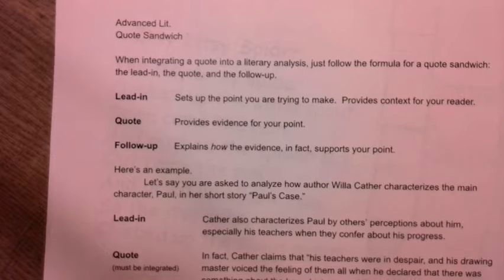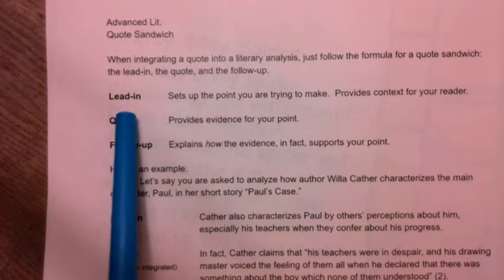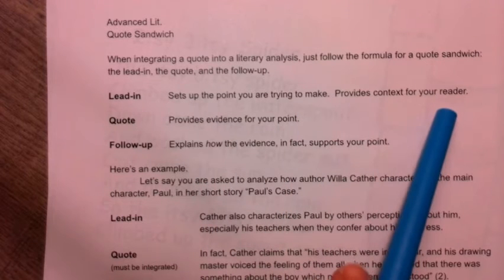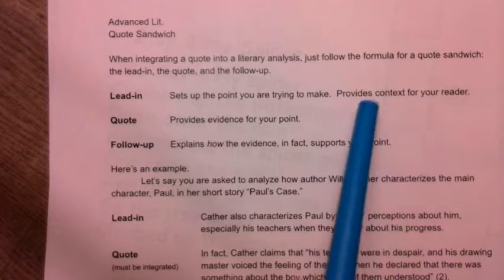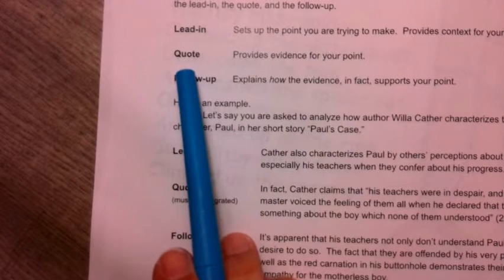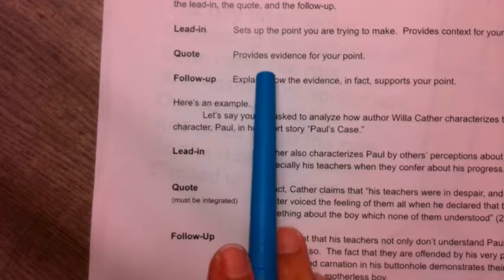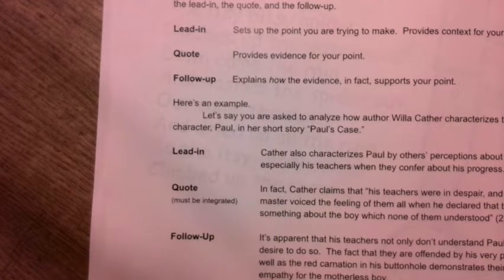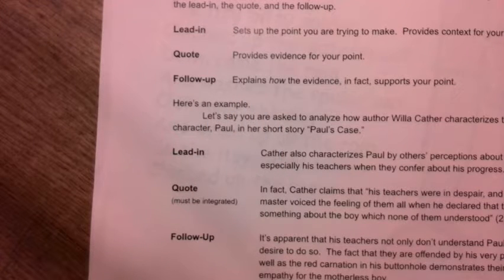Okay, so the first thing that you're going to do is come up with a lead-in, okay? So like I said, it sets up the point that you're trying to make and provides context for your reader. So not a summary of the entire story, just the part that you are wanting to focus on. Then you put in the quote, the actual quote from the text. It provides evidence for your point. And then a follow-up. This should be the lengthiest piece. It should explain how the evidence supports your point.